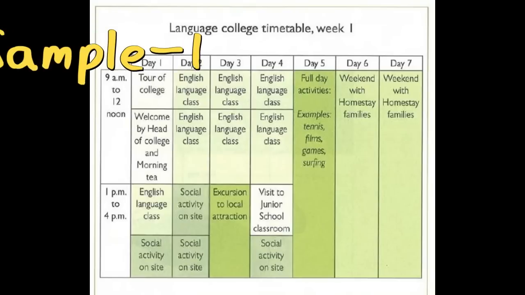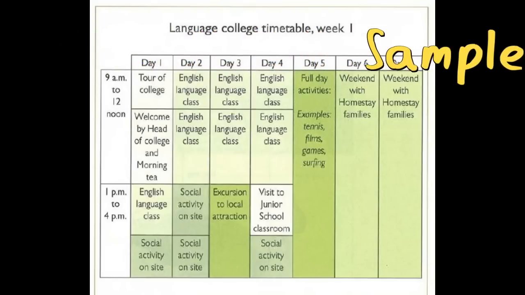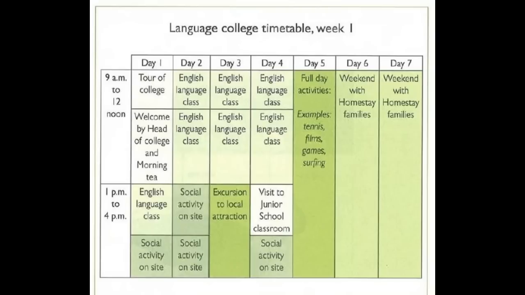The image here shows a schedule for different sessions for a language college in 2 different time slots for over a week. As I can see in the image, day 1 is basically the inauguration part for the first half of the day, followed by English language and other sessions. For day 2, 3, and 4, for the first half there is only English language class, and for the second half there are some other sessions including social activity on site. And for day 5 there are some practical workshops, and on day 6 and day 7 there is nothing. It's basically the weekend for homestay with families.